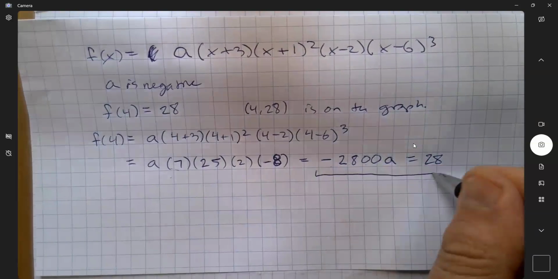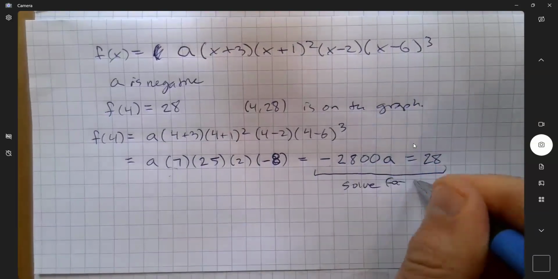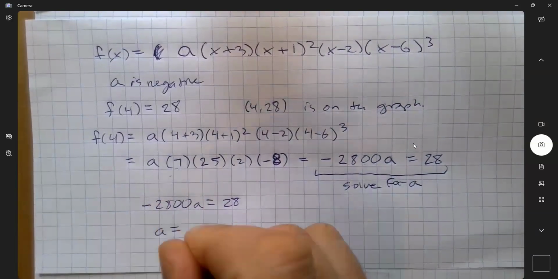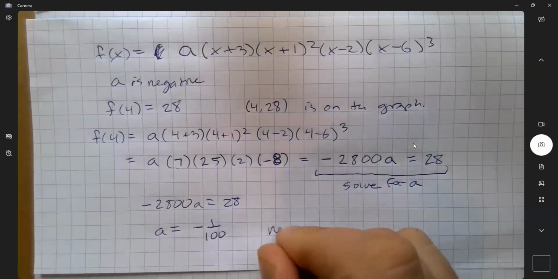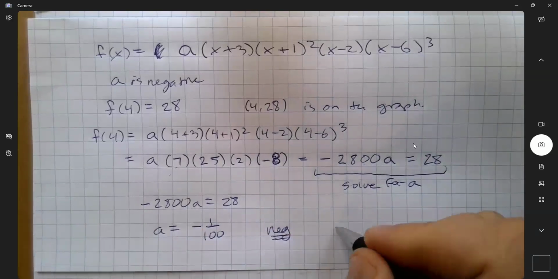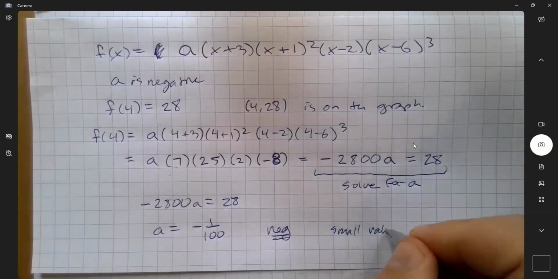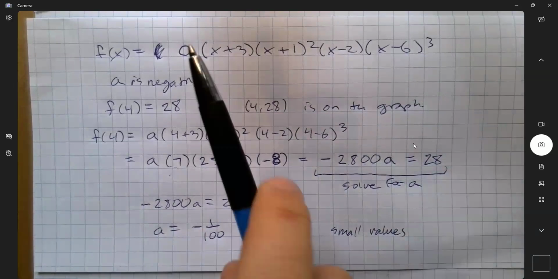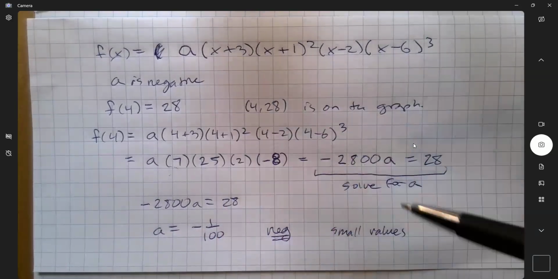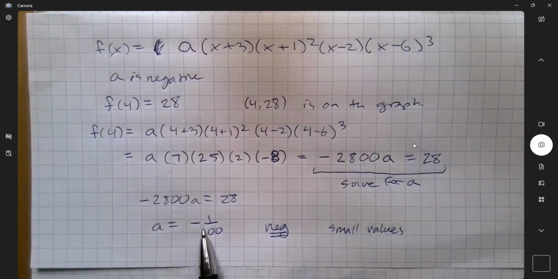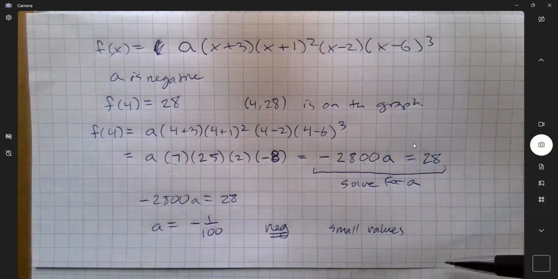So then I take this and I solve for a. And I have negative 2,800 a equals 28. So a equals negative 1 over 100. Sure enough, that's negative. Most of the time when you do examples, they're going to be small values because polynomials tend to vary a lot. And if you get a bunch of different factors all multiplying together, your polynomial goes up and down a lot. And so a small a is needed in order to get a polynomial that doesn't zoom up and down a huge amount.